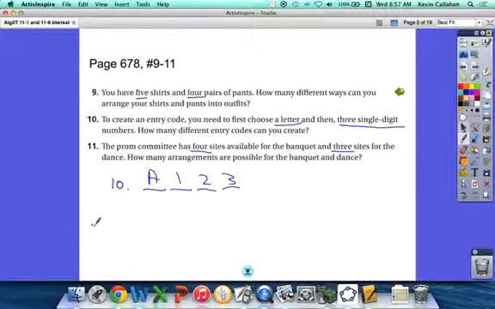How many choices are there for the first? 26. And for the second? 10 times 10 times 10 is 1,000. You added them, right? And 1,000 times 26? Done.